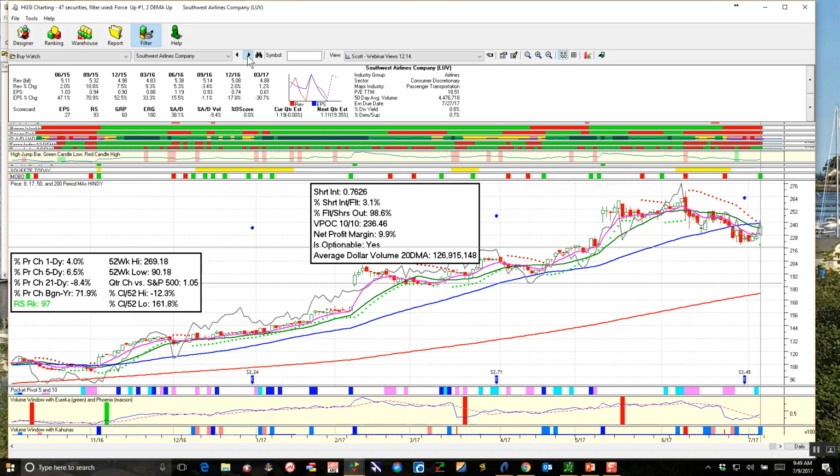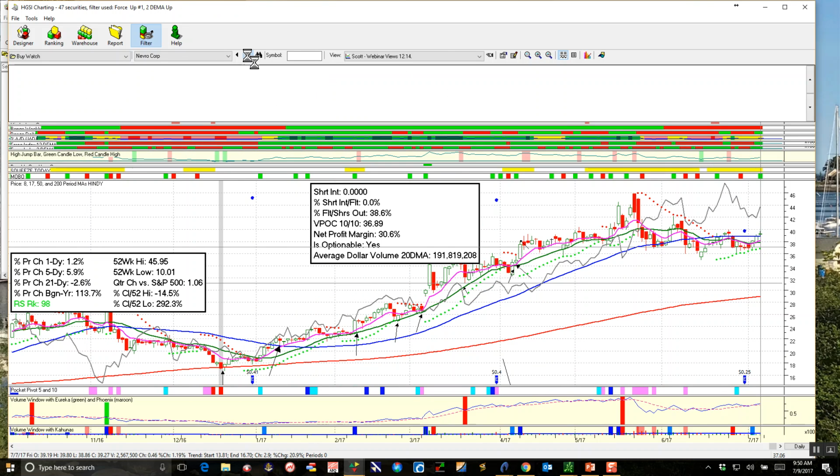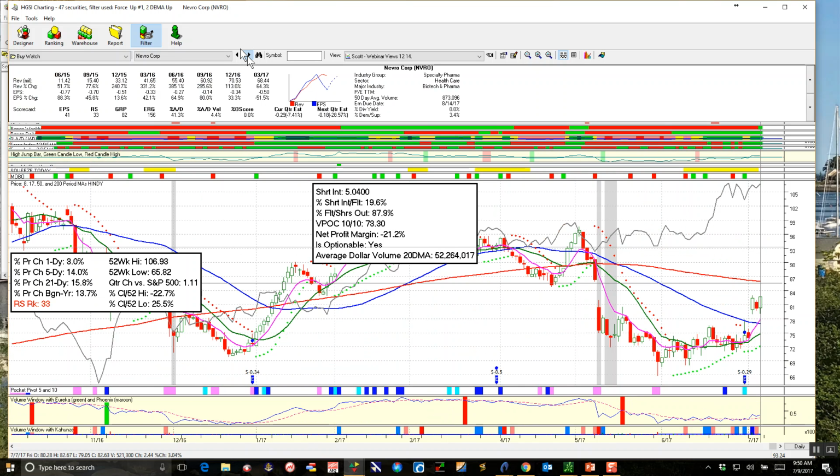We looked at Southwest already. We looked at Lennar already. We looked at Momo already. Nevro, I was on the list. I just said it's too loose. It is too loose. The reason why it's sitting here, I don't remember. I don't like it very much.